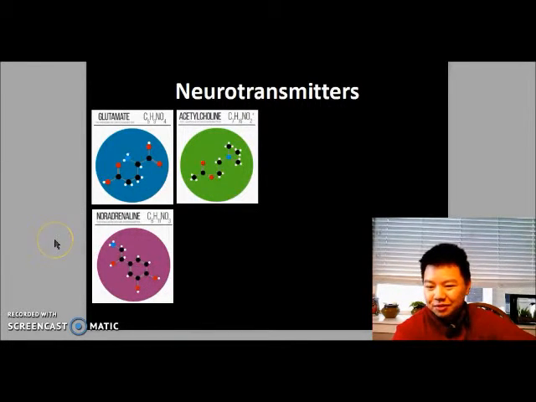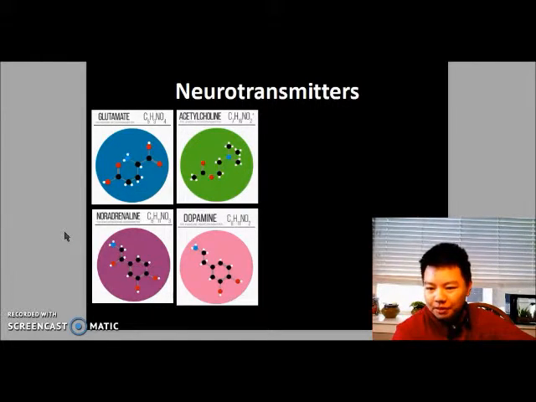Noradrenaline is closely related to adrenaline, but this time it's acting as a neurotransmitter rather than as a hormone in the blood. And last we have dopamine, best known for being the chemical of pleasure, but it's also involved in other functions in the brain as well.